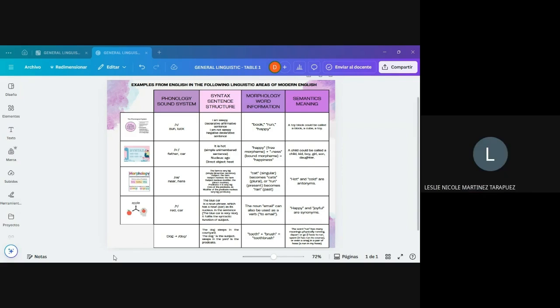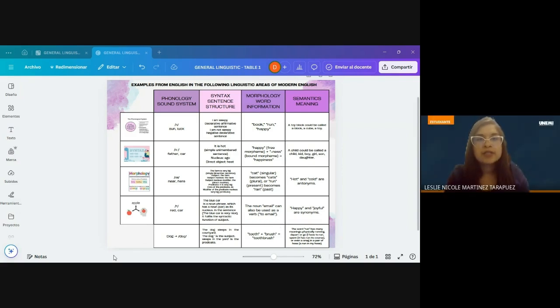Hi, my name is Leslie Martinez. Okay, then there is morphology, which deals with how words are formed, right? For example, happy. Happy is a free morpheme, and when we add ness, it becomes happiness. We can also change words like cat to cats or run to runs.